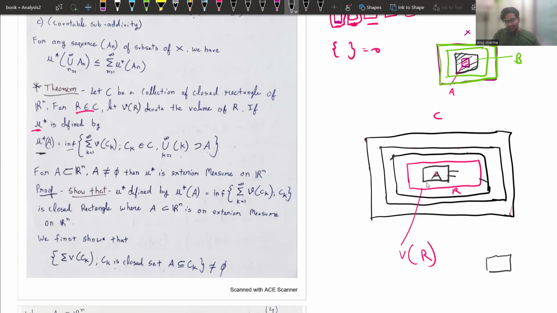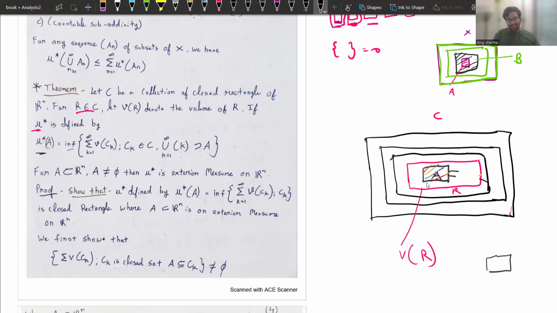What will be the measure of A? It will be the smallest value. This will have some value, the pink one will have some bigger value, and this black rectangle will have some big value. The smallest rectangle will have the smallest value, and that is known as the greatest lower bound. You can think of it like this. We can see this from these visuals, right?